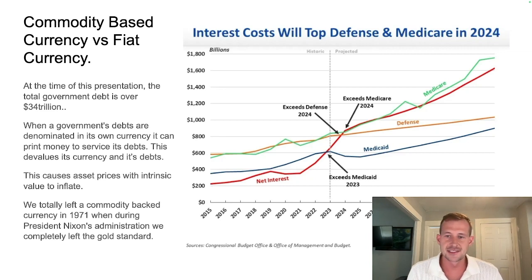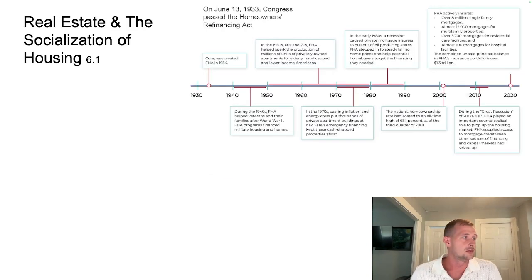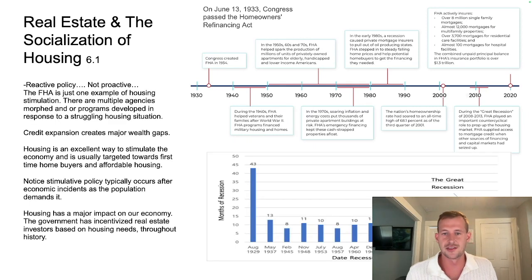So this causes asset prices to inflate, and most things with intrinsic value, things that you actually use, water, food, housing, those types of things, to inflate, because those are the real assets. That's what you really, really need. A lot of our economy is made up of paper. So it causes asset prices to inflate, which leads to wealth gaps because the wealthy typically own assets, that type of thing. So in 1971, we totally left a commodity-backed currency system. President Nixon took us off in 1971, and that led to a bunch of different things, but I'm not going to get into that. Let's talk about real estate and the socialization of housing.